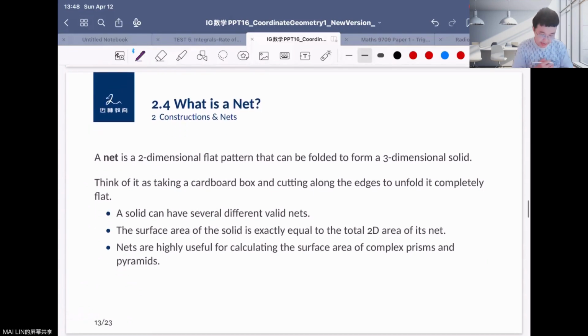And what is a net? A net is a two-dimensional flat pattern that we can fold to form a three-dimensional solid. For example, like when you're playing card games, you can use the cards to build an architectural structure. That is what a net means.